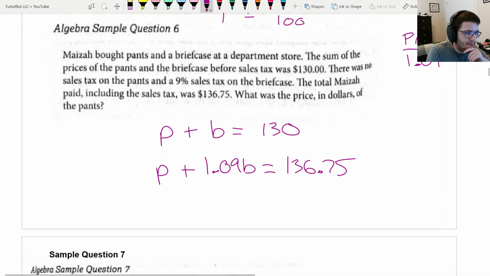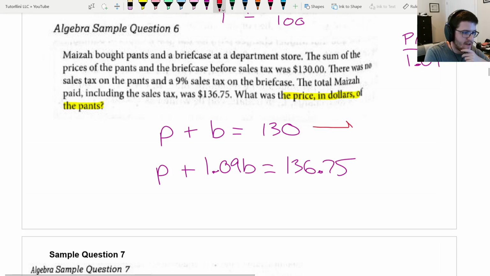And we're trying to find, at this point, once you have this, please type this into Desmos. There's no reason to do this by hand. But just for the sake of practice, we want to find the price of the pants. So why don't I do substitution? You can do elimination as well, but why don't I do substitution?